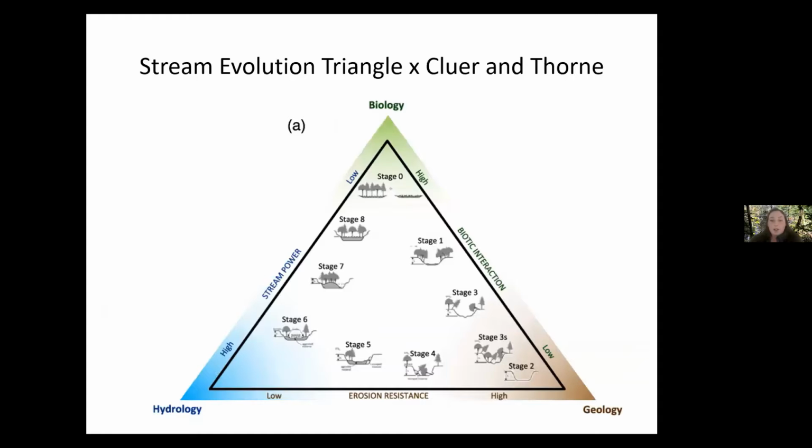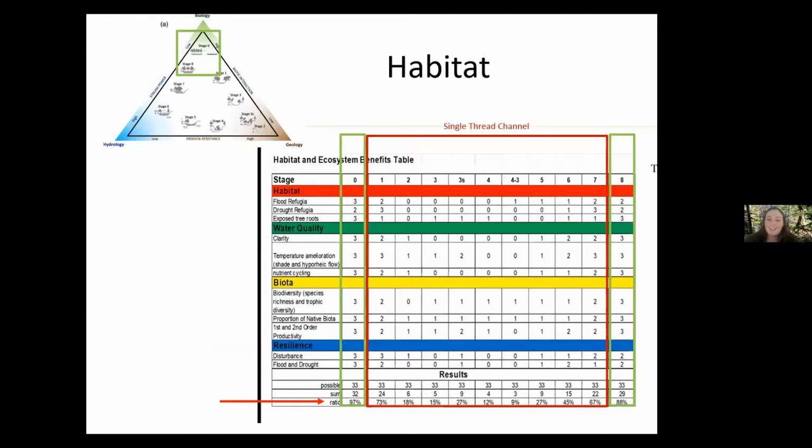In fact, this question about what stream conditions provide the best habitat was part of a study by Cluer and Thorne, and the developers of the stream evolution triangle aligned it to the Cluer and Thorne stage 0 channel evolution model, the cyclical one that Shane showed earlier, to show where the different stream conditions fell within the triangle. And when they compared the stages from Cluer and Thorne's paper to habitat and ecosystem benefits, they found that stages 0 and 8 had the highest biodiversity and habitat values, while all the others fell short.